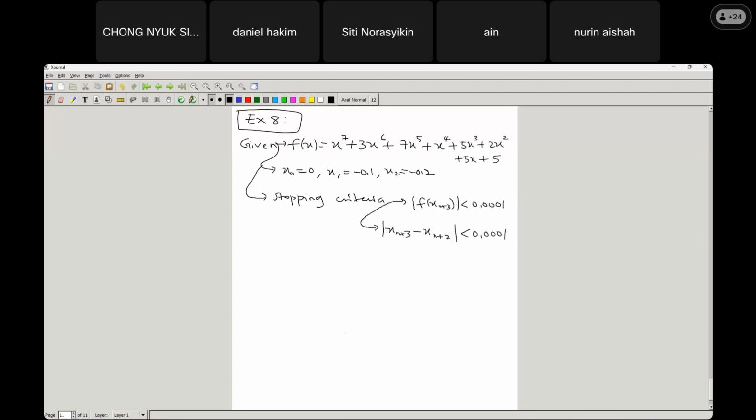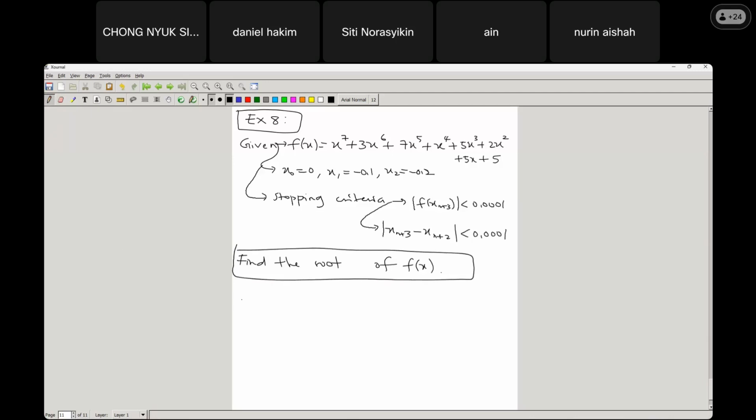Okay? So now what do you need to find? So you need to find the root. I'm not sure how many roots you have for f(x). Okay, usually we look for one root. Okay, so I put one root. Okay, so find the root of f(x). So this is your target.